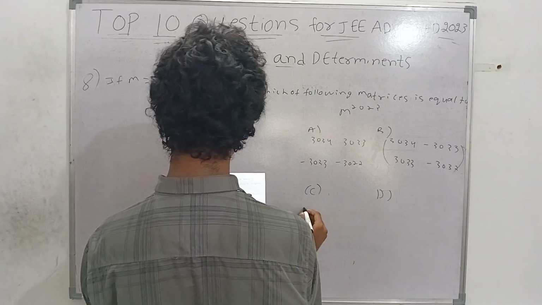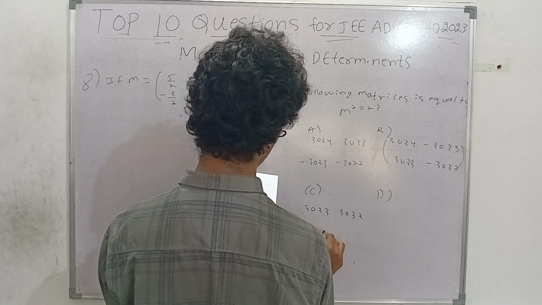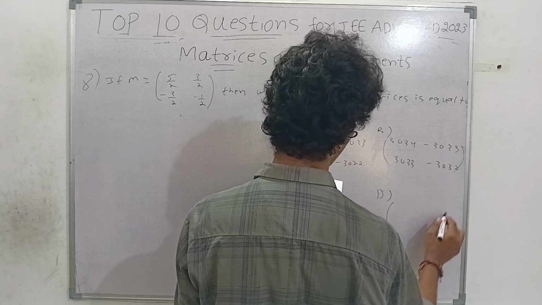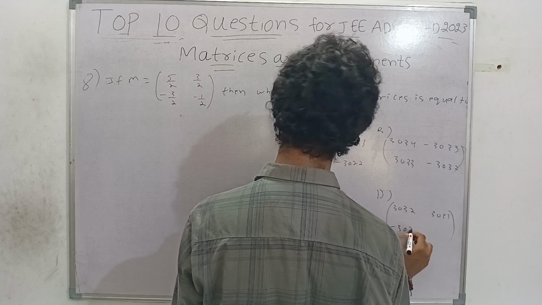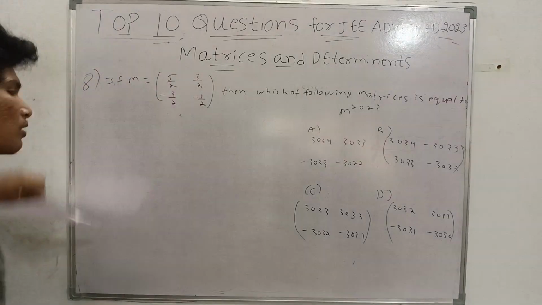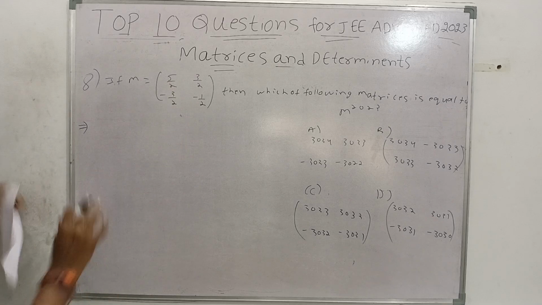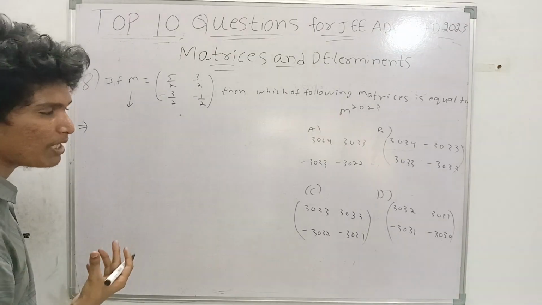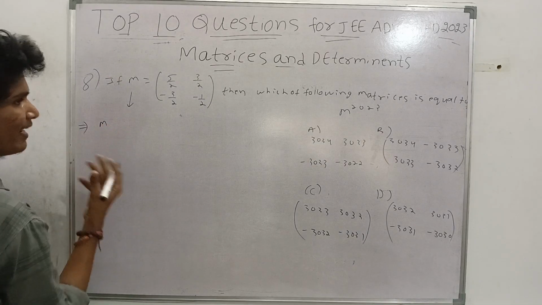Option C is 3033, 3032, minus 3032, and so on. Option D is 3032, 3031, minus 3031, minus 3030. Options are a little bit similar, but you have to carefully pick the answer. Okay, guys. This is the question. They gave a matrix, and now we have to find M power 2022. We cannot multiply M 2022 times, we don't have that much time. So we just find the pattern.